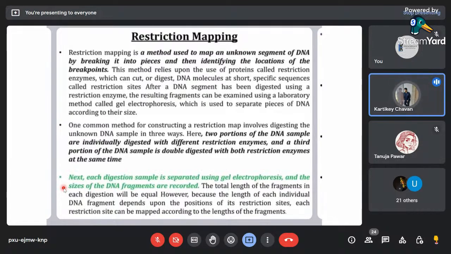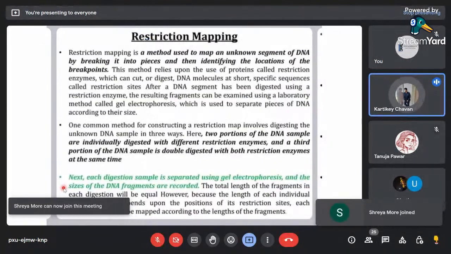The total length of the fragments in each restriction digest will be equal. However, because the length of each individual DNA fragment depends upon the position of the restriction site, each restriction site can be mapped according to the length of the fragment. So, depending upon the length of the fragment, we can map the restriction site.